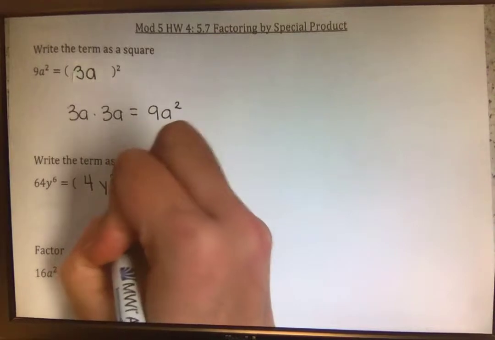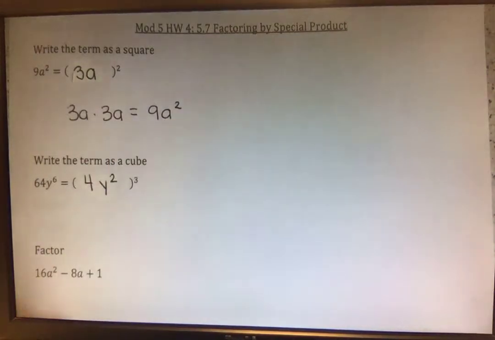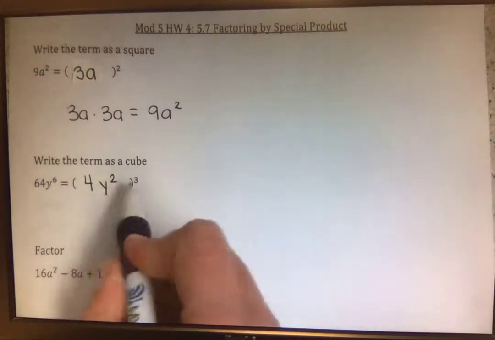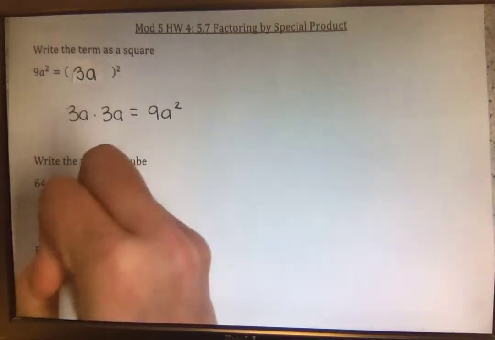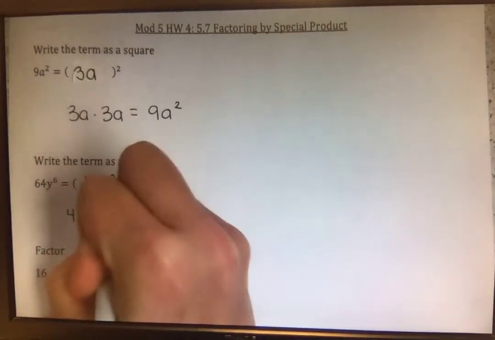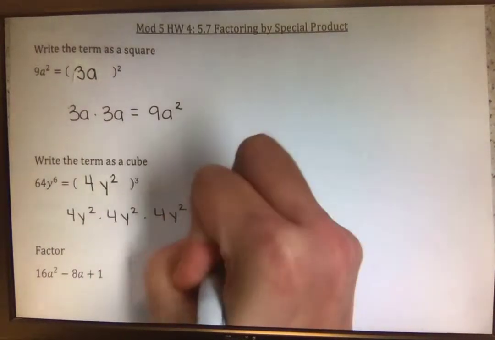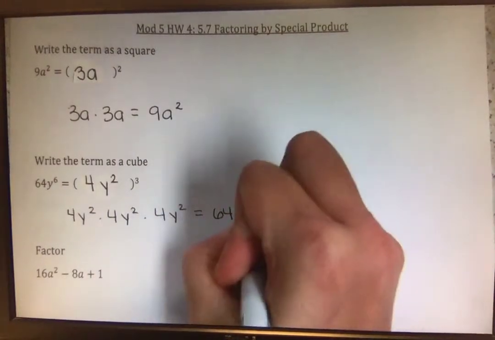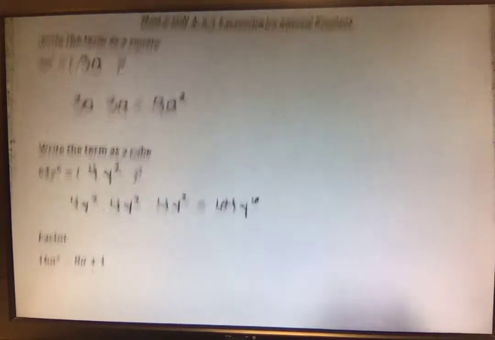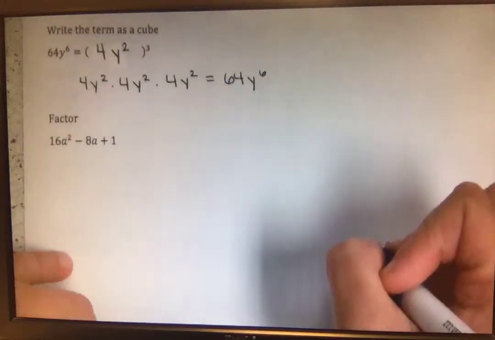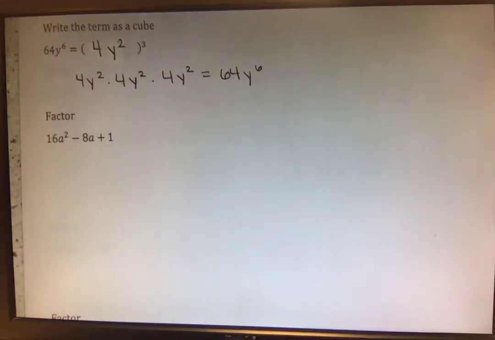Another way to think about it is y squared cubed. Remember, in this case, we're going to multiply our exponents. So 2 times 3 would give us that 6. So 4y squared times 4y squared times 4y squared will give us that 64y to the 6th that we're looking for. All right, next example says factor, just like we've been doing.